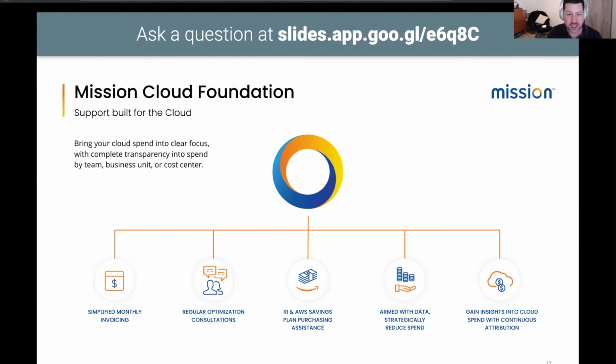And you get those consultations with Jason or someone like him. You also get assistance with savings plans and RIs. So we'll tell you, this is what you should do. Here's your cost for an all upfront versus a partial upfront versus a no upfront. Here's what we recommend, savings plans versus RIs or both. And we'll give you lots of data to make those decisions strategically.